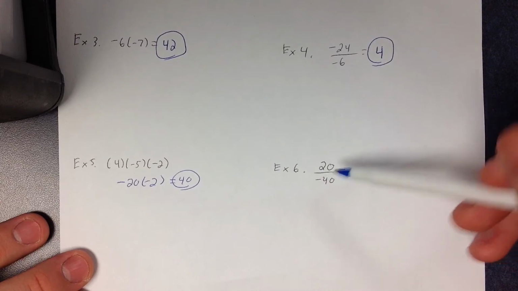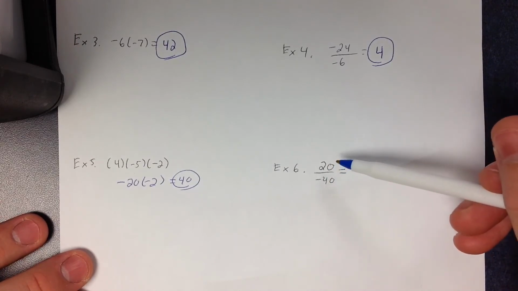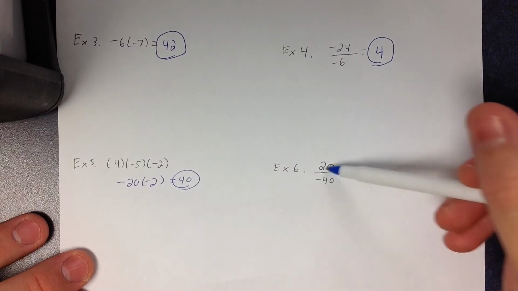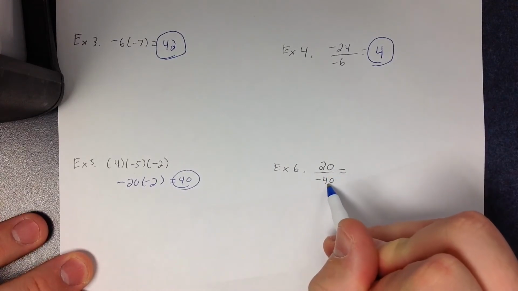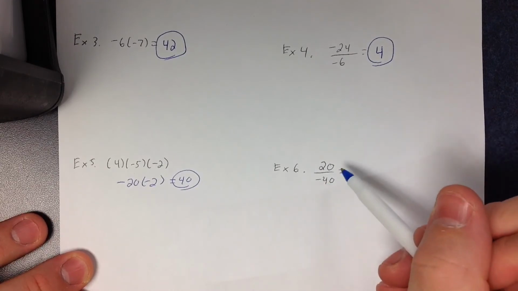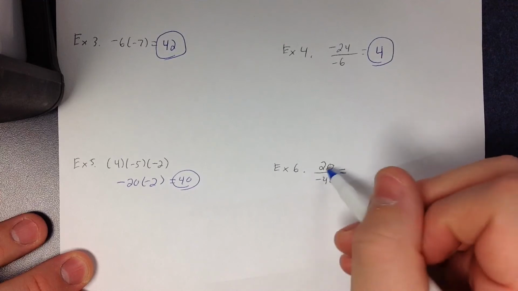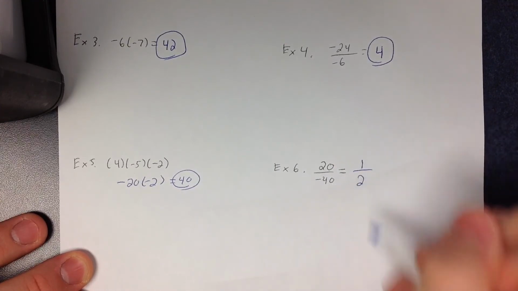Now, example 6, 20 divided by 40. Well, 40 doesn't go into 20 evenly, but we can reduce the fraction. In other words, 10 goes into both 20 and 40. Actually, 20 goes into both 20 and 40 also. So we can take 20 goes into 20 one time, 20 goes into 40 two times.